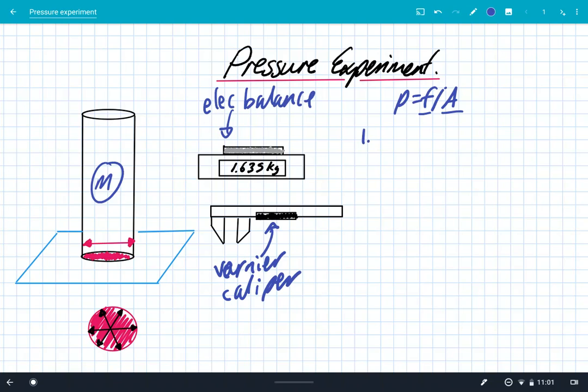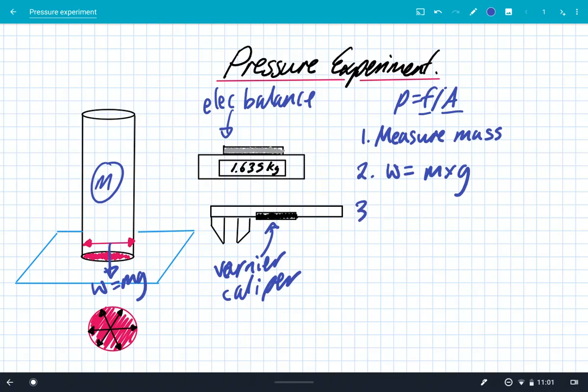So step one, you're going to measure the mass on the electronic balance, and you're going to do this to a high level of precision, as we've just mentioned. Step two, you're going to use the fact that weight is equal to mass times gravitational field strength. And that gives us the force of this object down into the surface.